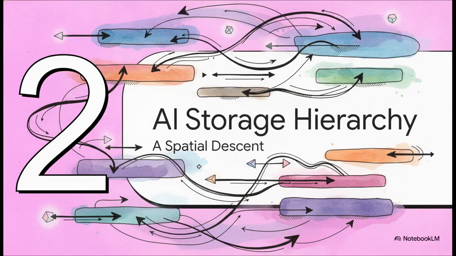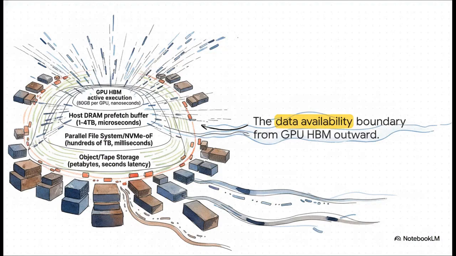Section 2. The AI Storage Hierarchy, a Spatial Descent. Now that we know the old stack is basically dead, let's look at the new hierarchy. It's a highly dynamic ecosystem made up of 5 to 7 concentric tiers, and it's all based on physical distance. Think of this as the data availability boundary. The inner core operates in blazing fast nanoseconds, but as you step outward towards parallel file systems and object storage, that latency scales up to full seconds. The whole game here? Ensure that inner core never ever starves for data.